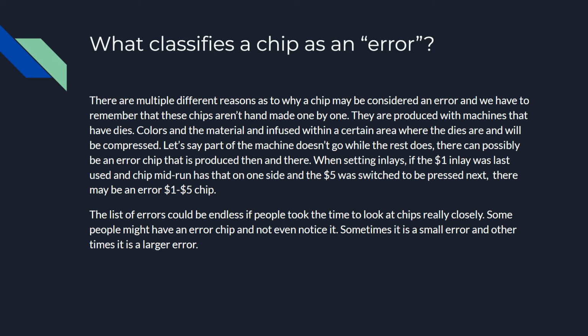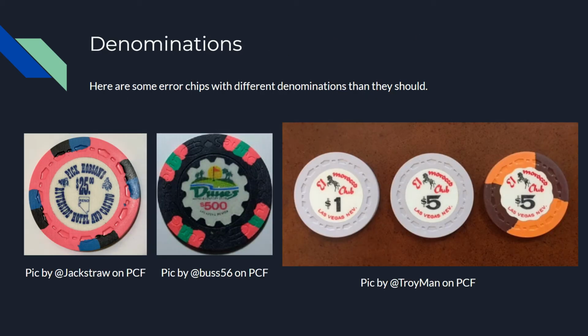So let's get into some examples. First one being denominations. Like I just said, let's say the chip mid-run gets switched and the inlays didn't. In the first picture, there's a Pick Hobson's Riverside 5, but it actually has a $25 denomination, which is of course wrong. That could mess you up in the casino if you were betting with that one and thought it was a $5 chip because all the other $5 chips are the same color, and next thing you know, you look at the 25, and you've got a big mistake there.